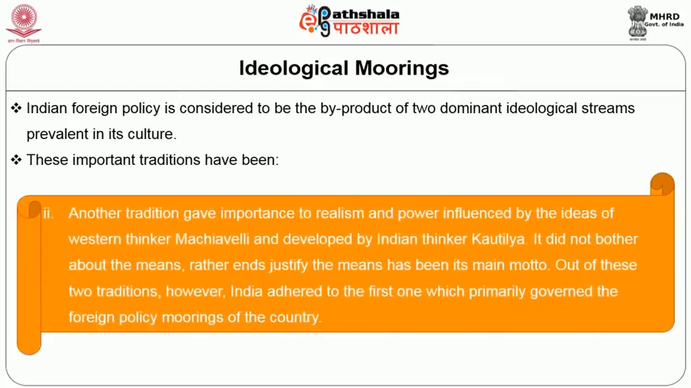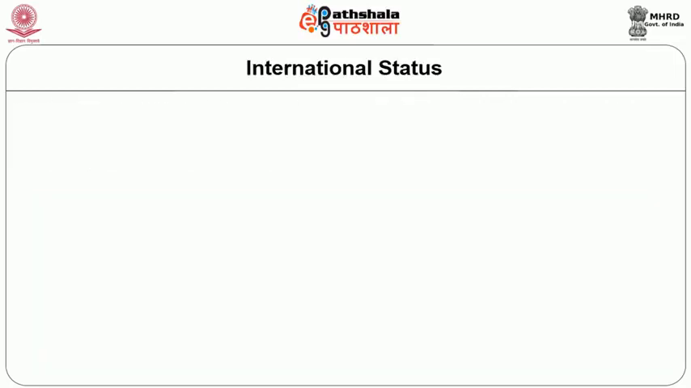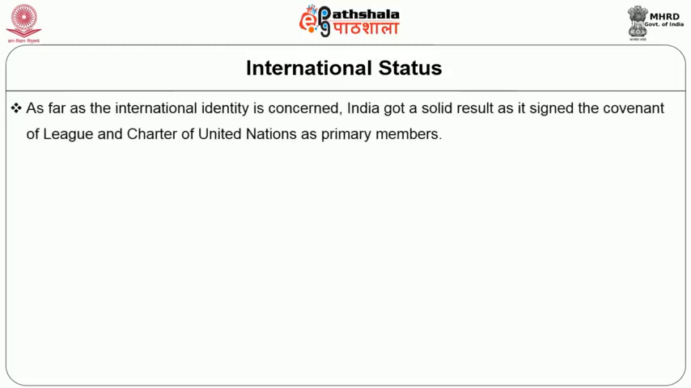Another tradition gave importance to realism and power, influenced by the ideas of Western thinker Machiavelli and developed by Indian thinker Kautilya. It did not bother about the means; rather, ends justify the means has been its main motto. Out of these two traditions, however, India adhered to the first one, which primarily governed the foreign policy moorings of the country.